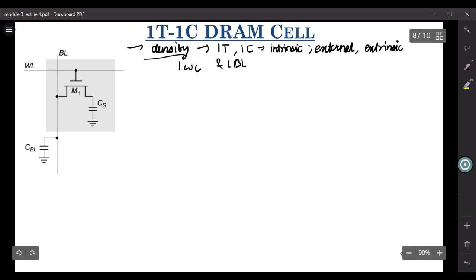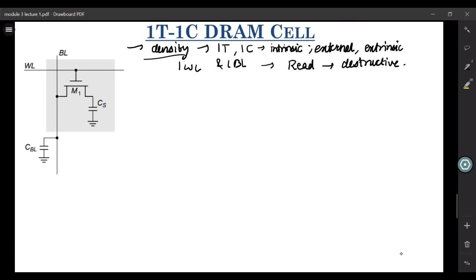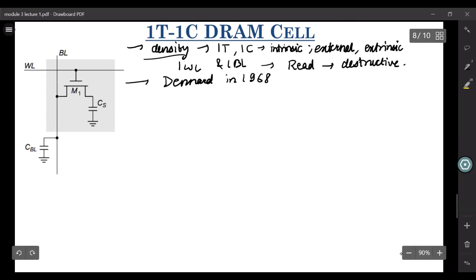But what you lose, as I told you, VLSI is like life. Nothing comes for free. So here what you lose is on the read operation. So here read is destructive. So I'll discuss all these things in a while. Let me first tell you, as I also told you just immediately before this, that it was proposed by Dennard in 1968, and it kind of revolutionized the way people look at DRAMs.